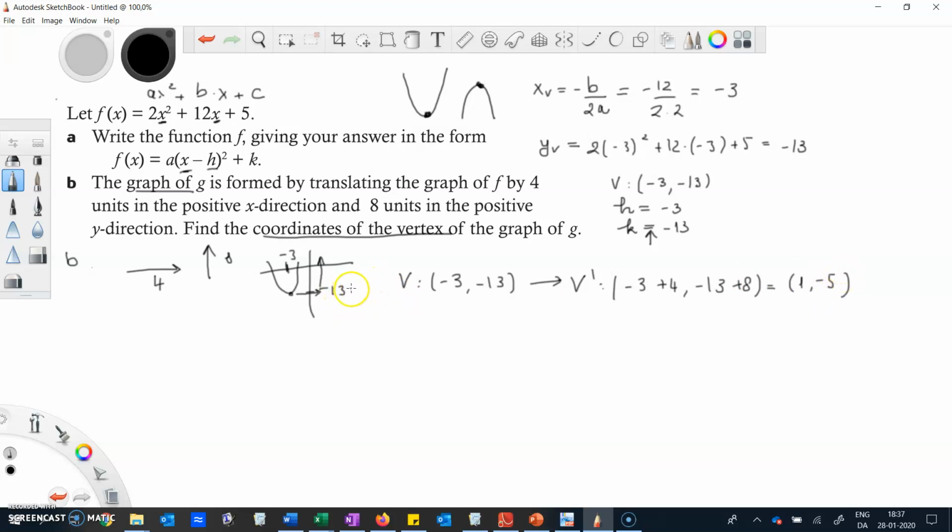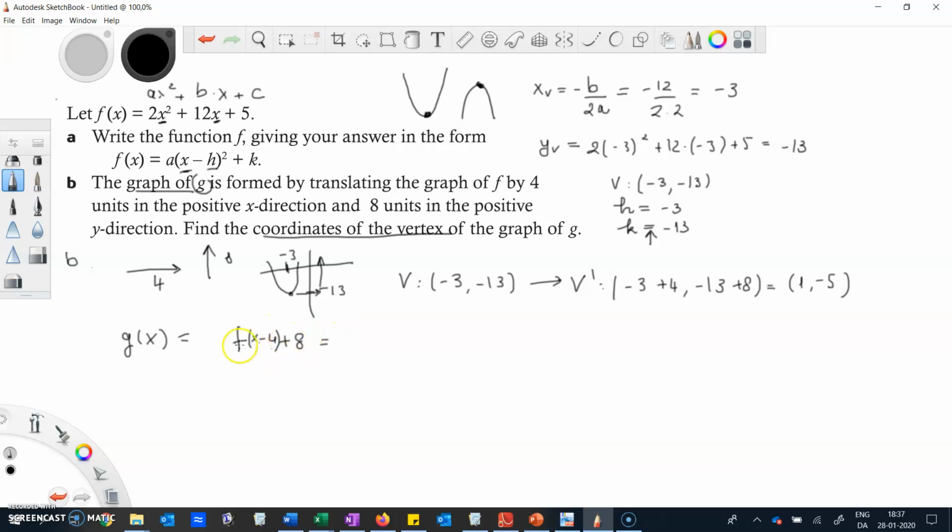Now, if I want to understand how the new function would look like, this is not required by the problem, but it's a fun exercise. Then it means that g of x would actually be f of x plus 8, okay? And then inside here, x is translated to the right, so I will have a minus 4. So let me write it in a better way. I have f of x minus 4 plus 8.